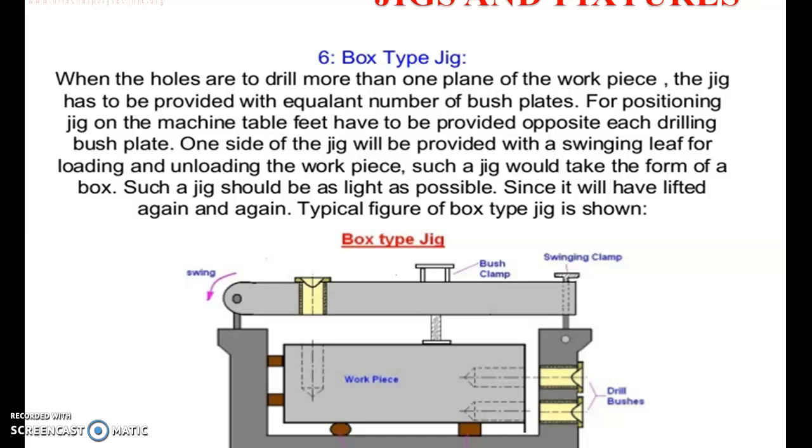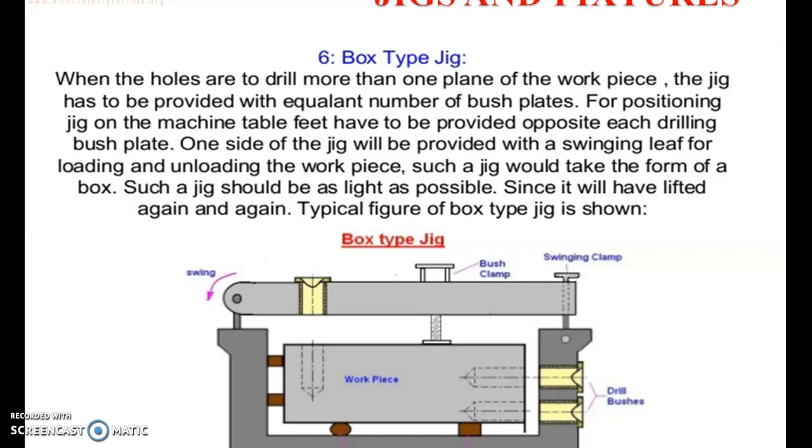A box jig is shown in this slide. It is a box-like construction within which the component is located in between buttons. The work is clamped by rotating the cam handle, which also locates it. Finally, the drill bush guides the tool. This type of jig is generally employed to drill a number of holes on a component from different angles.